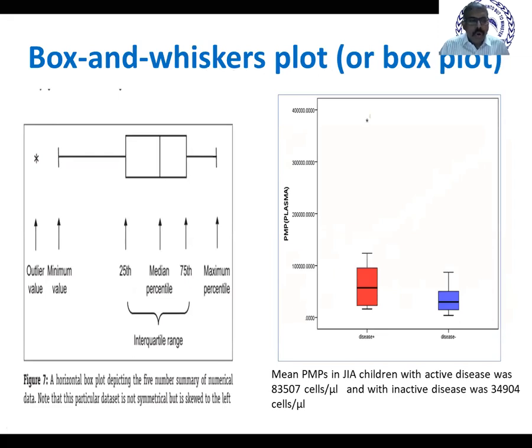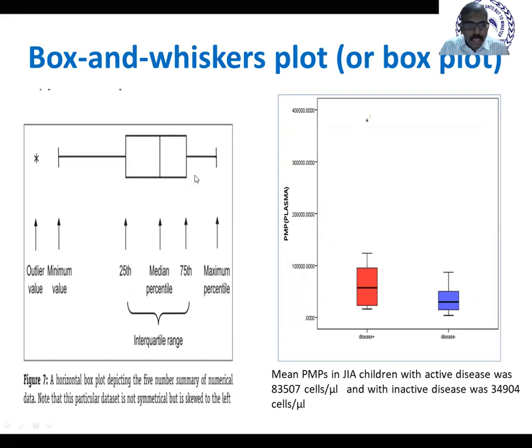This is something called a box and whiskers plot, or a box plot. This is one example I have shown on the right side. Here we estimated something called PMP, platelet microparticles, in children with arthritis who have active disease. The red one is active disease. This is the inactive disease. You can see the mean value of the platelet microparticles is very high in children with active disease compared to the children who do not have active disease. So the mean value is very high.